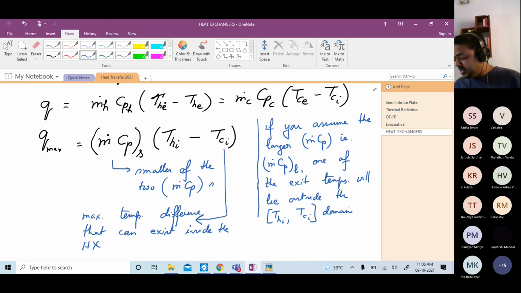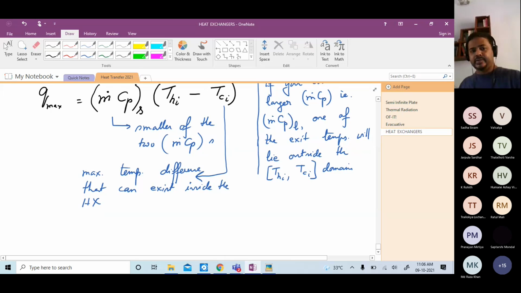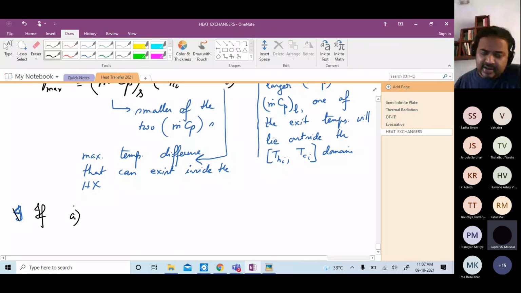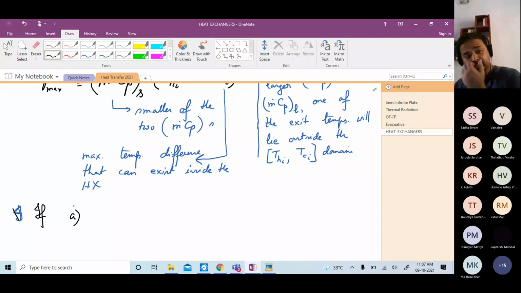Okay, so keep this in mind that for effectiveness, the smaller of the heat capacities has to be used, not the larger. Therefore, if A, excuse me, sir, yeah, this is applicable for only parallel flows? No, it's applicable for everything, because the denominator is the ideal situation.